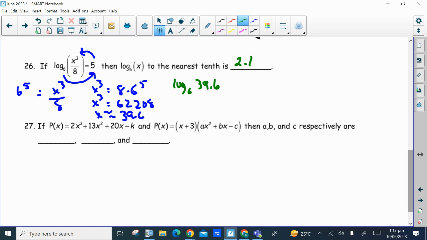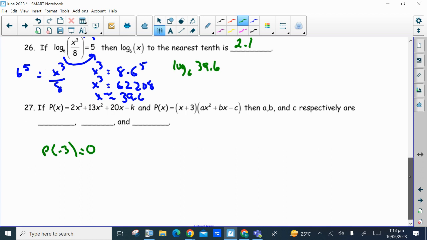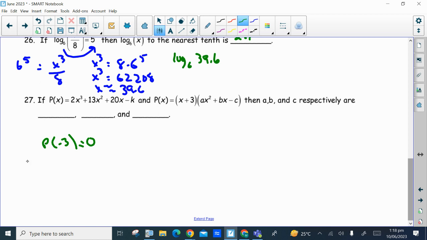Number 27. You've got p of x, not complete though because you've got the minus k. And then you've got a second version of that where it's x plus 3 times that quadratic. So what are the values of a, b, and c respectively? The first thing we can do is find out what k is. If x plus 3 is a factor, that means p of negative 3 has to equal 0.